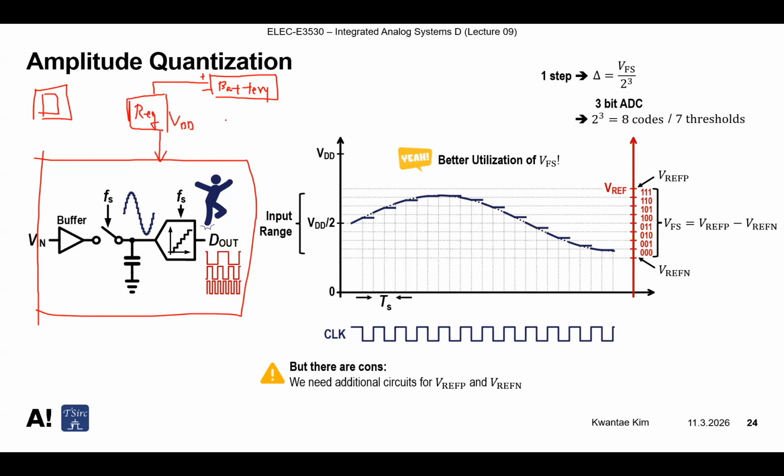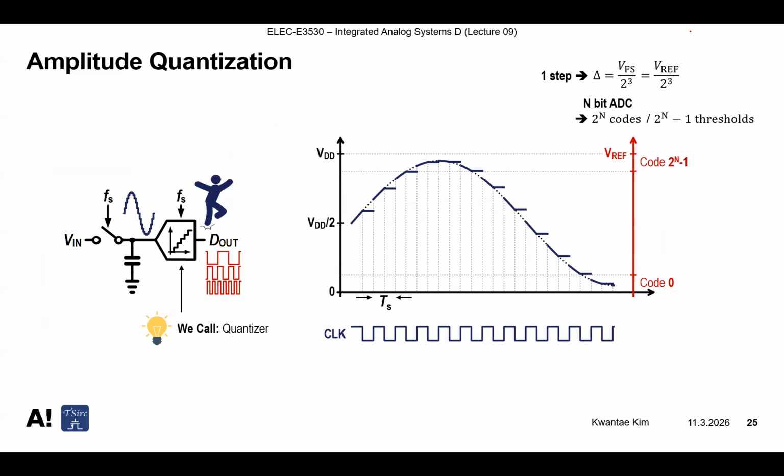But now we need another regulator to provide, either from a battery here, let's put it this way, reference P and reference N. So we need additional circuits for providing reference P and reference N for the ADC design if we set this way of full-scale definition. So you need to be a bit careful when you want to design an ADC in terms of system-wide design perspective.